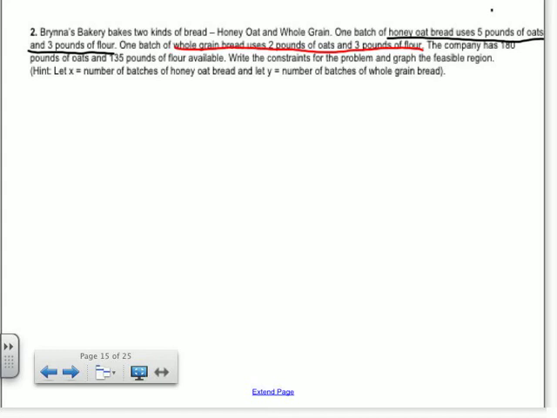The company has 180 pounds of oats and 135 pounds of flour available. So those are your constraints. That's what you don't have enough of, right? So something's holding it back. Write the constraints for the problem and graph the feasible region. X is the number of batches of honey oat bread. Y is the number of batches of whole grain bread.